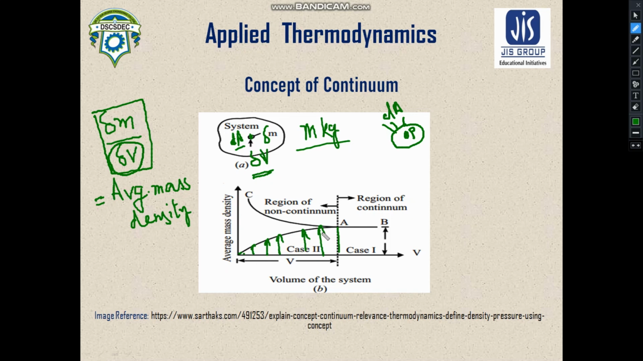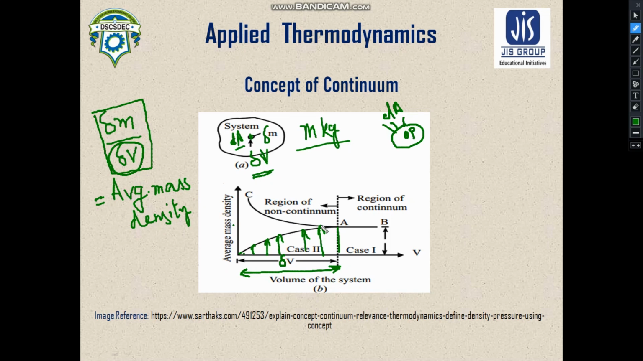Now, as this delta v is increased, let us take delta v here. As the volume of the system, or the delta v value, is being increased, we see that the average mass density, or delta m by delta v, is reaching an asymptote.